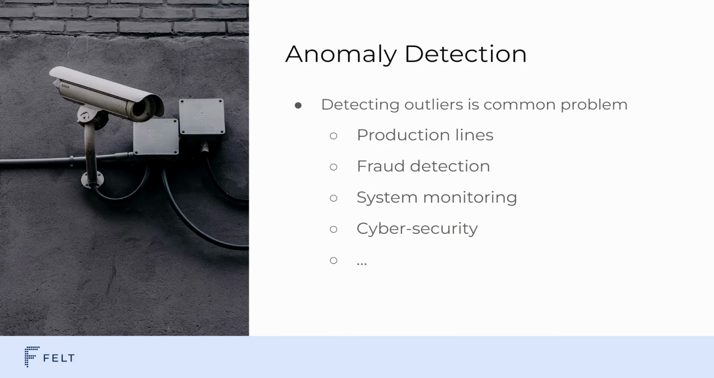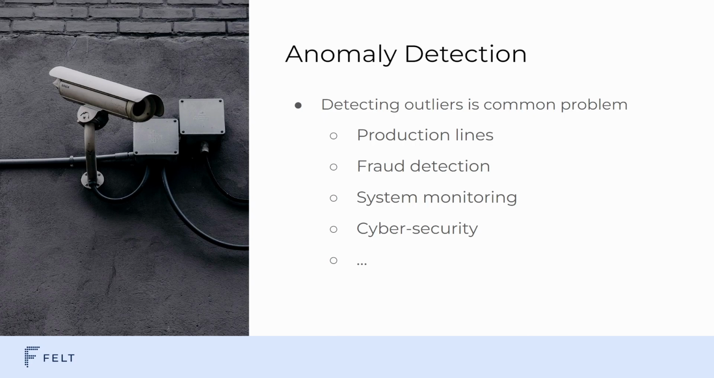So let's start with what anomaly detection is. In many different areas, we want to detect outliers. It's quite a common problem. For example, in production lines, we want to detect faulty products. We want to detect fraud in online shopping or bank transactions. We want to monitor servers running and detect any kind of faults. Also, in cybersecurity, we want to detect any potential attack. And all of this could be a case of anomaly detection.